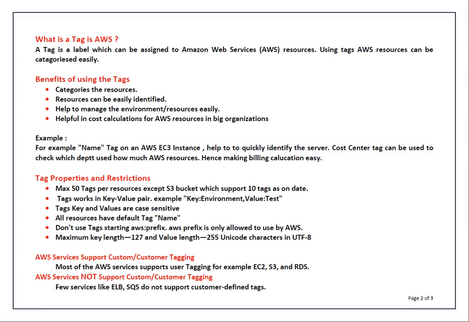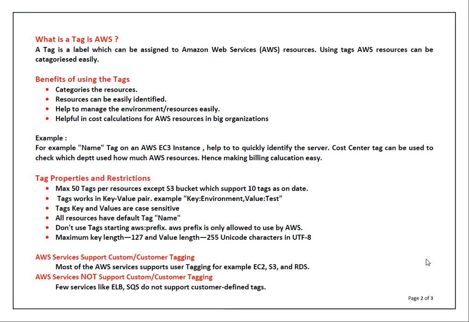So first thing, what is a tag in AWS? So friends, tag is a label which can be assigned to AWS resources. Using tags, AWS resources can be categorized easily. For example, let's say you are in your kitchen, you got 10 similar boxes. You are not sure which box is containing sugar, which box is having coffee, which box is having some different material. So if you put tag or you label them, okay, this is box where I kept sugar. This is box where I kept coffee. So you can easily identify. Similar thing is in AWS tagging.